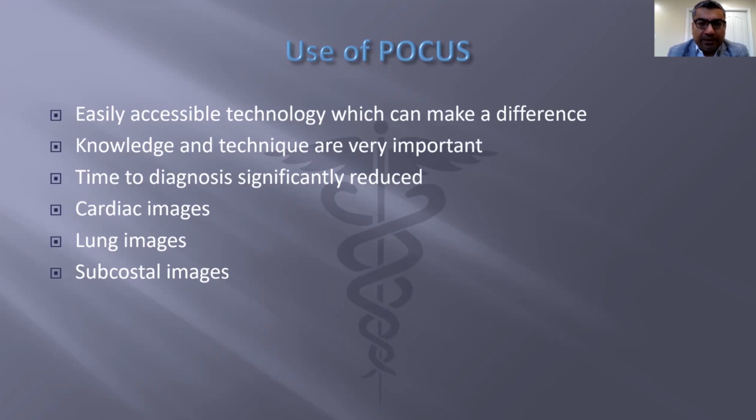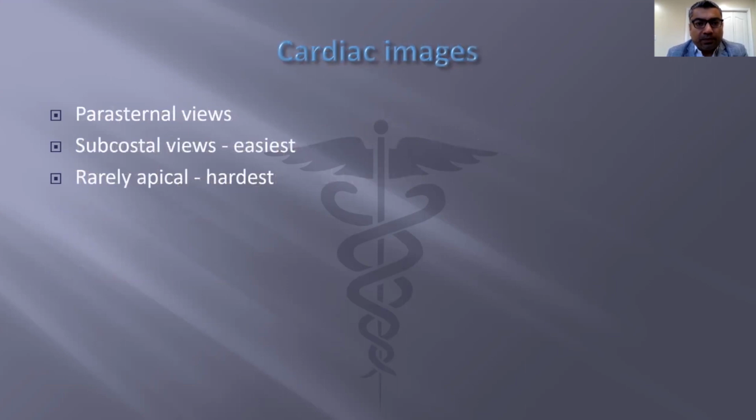Usually we do cardiac images, lung images, and subcostal images. For cardiac images, the easiest are the subcostal views. The second, which I would suggest, is to learn some parasternal views. And rarely you may get apical views, which would be very good if you can, but it's the hardest in shock states, because most patients are supine and it's very hard to get them into left lateral to get the apical images properly.